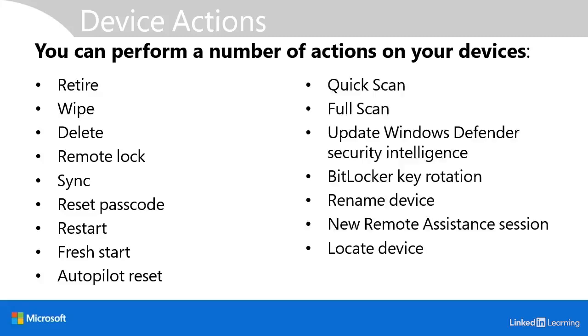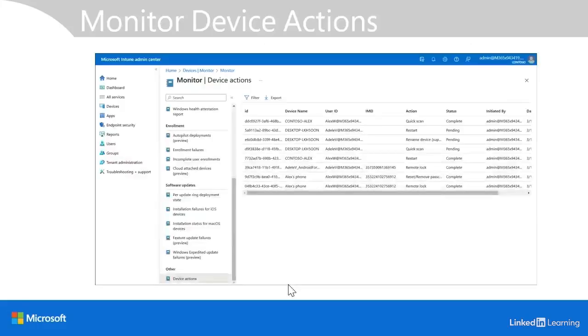In addition, you can perform quick scans, full scans, update Windows Defender Security Intelligence, perform BitLocker key rotation, rename the device, and if remote help is configured in your tenant, you can perform a new remote assistance session, and if necessary, locate the device. As I said, we've touched on this earlier on in the course, so this is just for completeness.